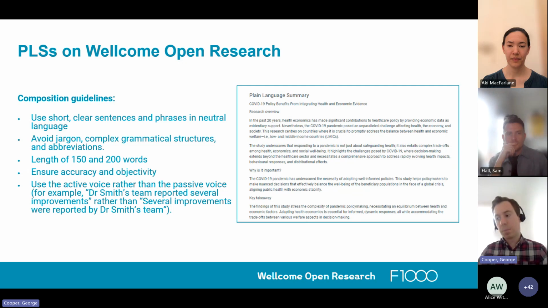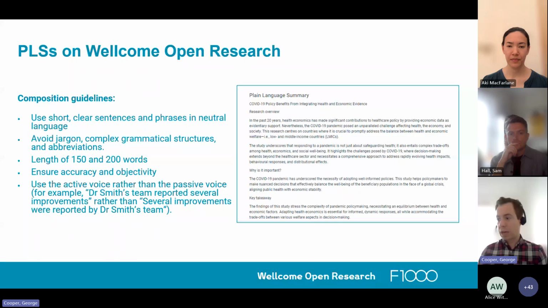Avoid jargon, complex grammatical structures and abbreviations. If you do need to use a technical term or an abbreviation, you should explain it the first time that you use it. Try to keep the overall summary between 150 and 200 words. If it's accompanying a particularly short article type, like a case report, you can have a shorter plain language summary of between 50 to 100 words.